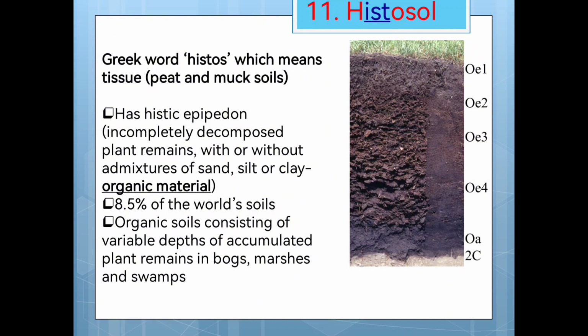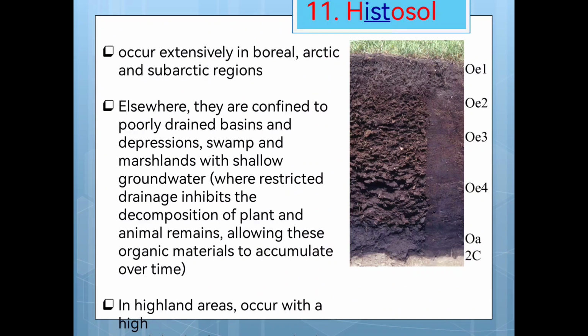This is 8.5% of the world's soils, and these are organic soils consisting of variable depths of accumulated plant remains in bogs, marshes, and swamps. So the peat and muck soils are usually classified as part of this order, histosol. Yung mga huyong-huyong. In Davao, we have a lot of peat soils. It occurs extensively in boreal, Arctic, and subarctic regions. And elsewhere, they are confined to poorly drained basins and depressions like swamps and marshlands with shallow groundwater where restricted drainage inhibits the decomposition of plant and animal remains, allowing these organic materials to accumulate over time.